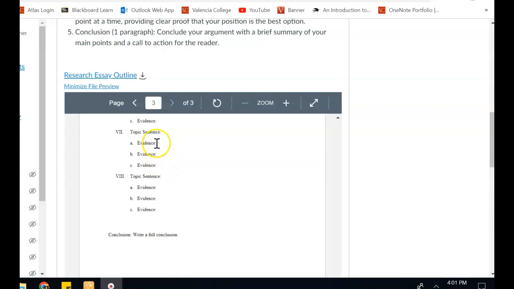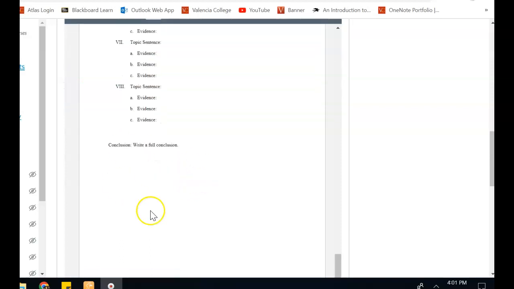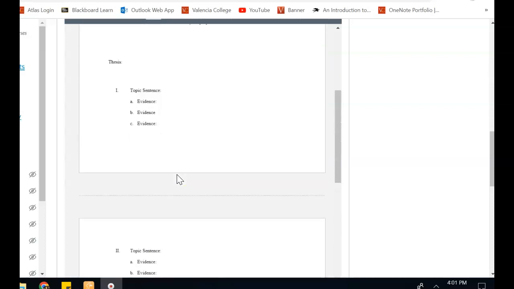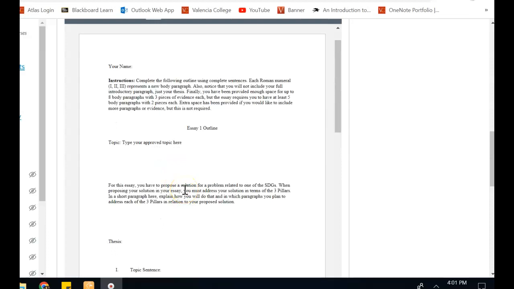I've given you space for up to 3 pieces of evidence per paragraph. If you need more, include it here. If you don't, delete it, but you are required per the rubric 2 pieces of evidence per paragraph. And then you're going to go ahead and write your full conclusion here, at least in its early form, understanding that with the topic sentences, the evidence you're choosing, your thesis, and your conclusion, all of that might change as you're actually writing the essay.